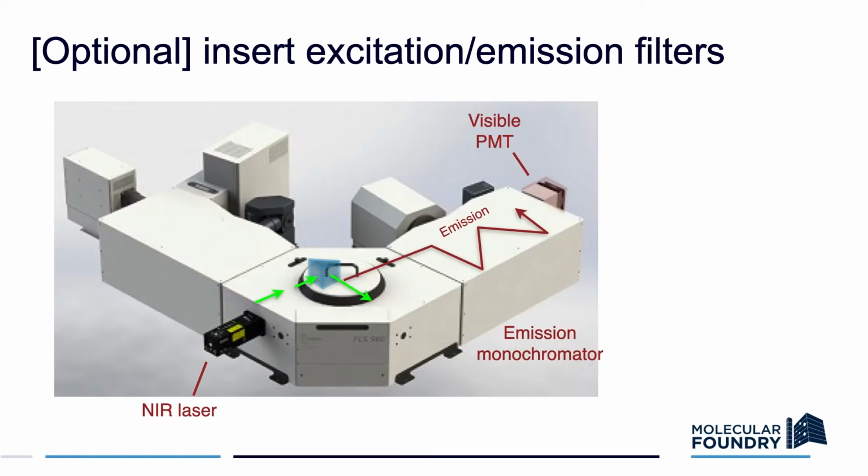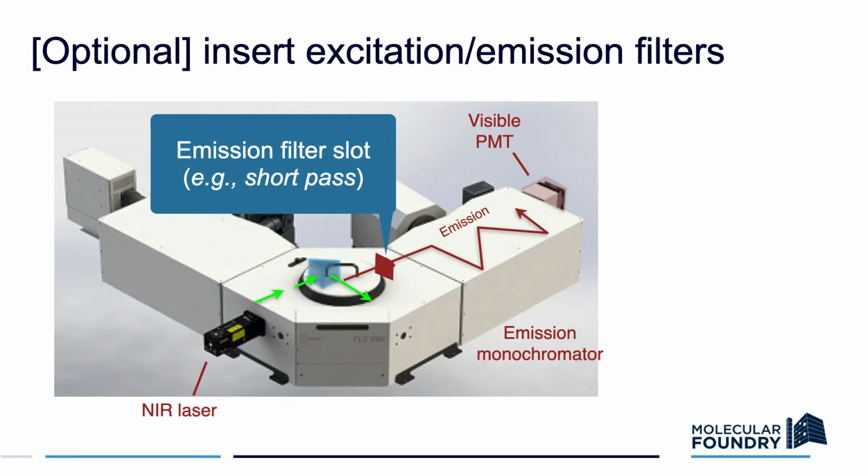Optionally, you can also insert an excitation or an emission filter. An emission filter is most common when doing upconversion, since you want to block the very intense scattering from the near-infrared laser. Typically, if I'm using a 980 nanometer excitation, then I might use a 750 short pass filter or some other filter that allows me to have a broad transmission in the visible.